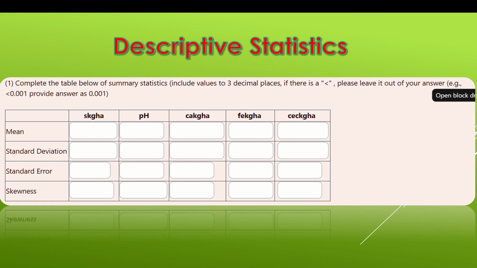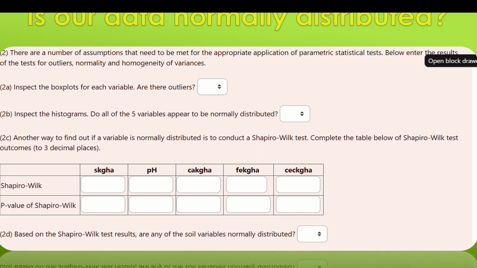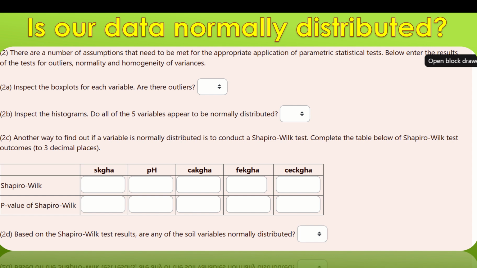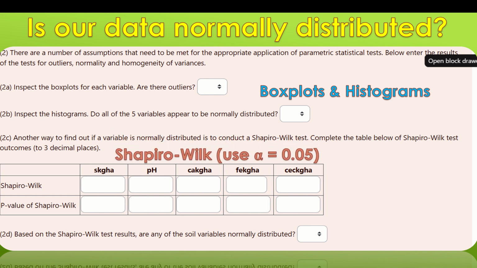The first thing we're going to do, like with all our labs with JASP, is use JASP to define our descriptive stats, things like the mean, standard deviation, standard error, and skewness for all 5 of our different soil variables. Then we're going to be checking for normality. We're going to be doing this visually through box plots and histograms. And then we're also going to be doing the Shapiro-Wilk test, again using an alpha value of 0.05 to determine whether we're going to reject or not reject the Shapiro-Wilk or the normality null hypothesis assumption.